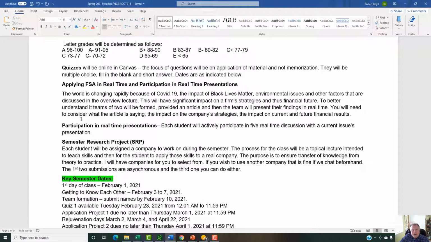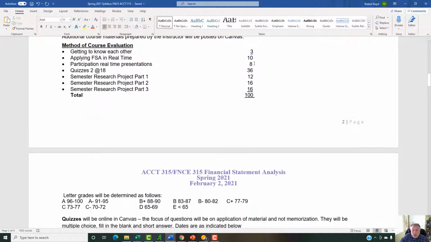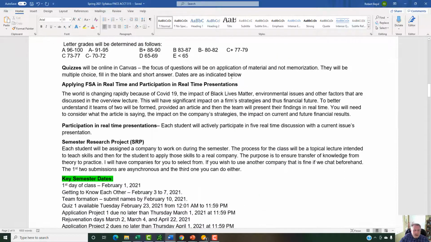And we can schedule these based on your schedule, my schedule, and you're going to need to consider what the article is saying, the impact on the company's strategies, and the impact on current and financial results. Now, that's this piece right here. It's worth 10 points.